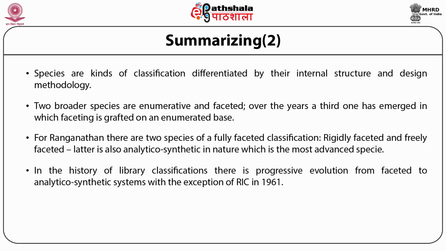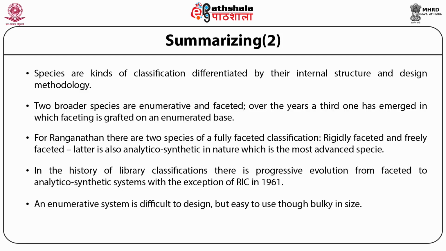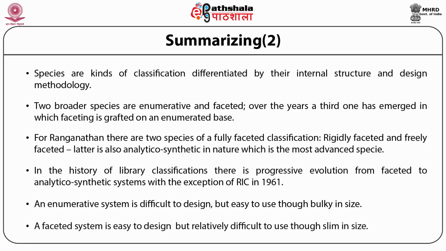In the history of library classification, there is a progressive evolution from faceted to analytico-synthetic systems, with one exception, Ryder's International Classification, published in 1961. An enumerative system is difficult to design, of course, but easy to use, though bulky in size. Even a child can use it, and it also requires a big and very efficient index. A faceted system is easy to design, but relatively difficult to use, though slim in size.